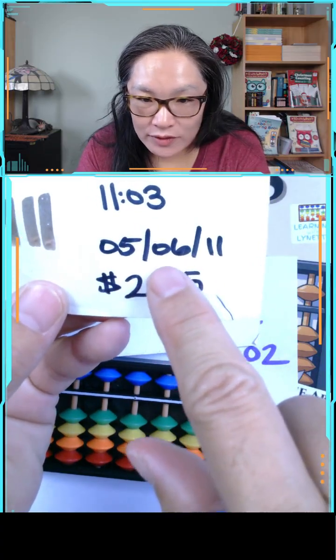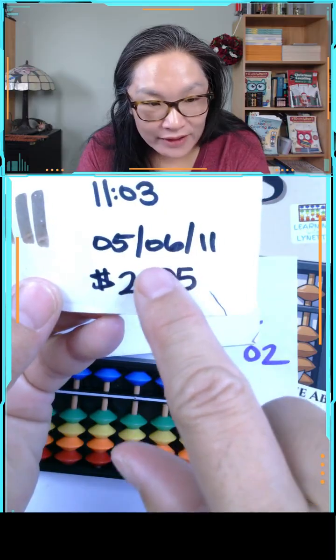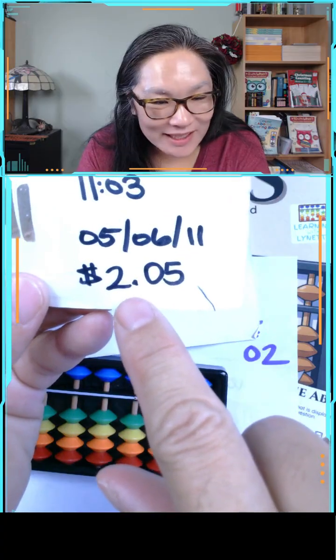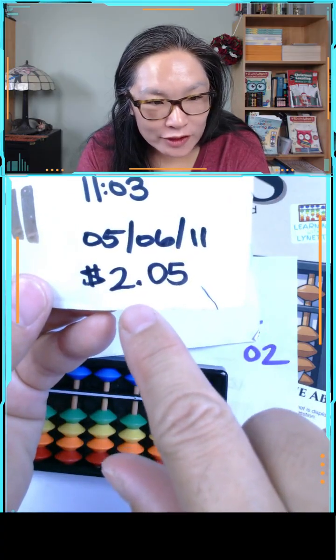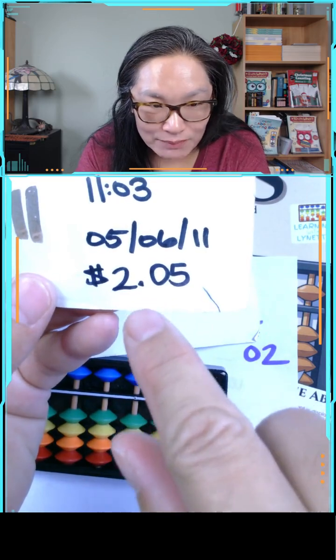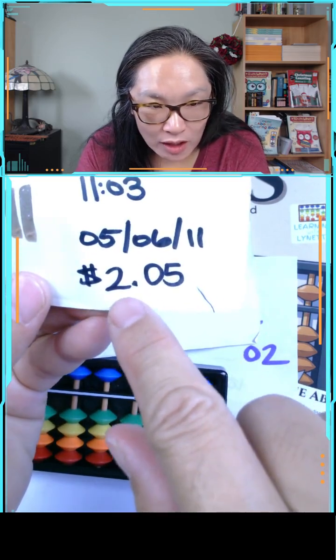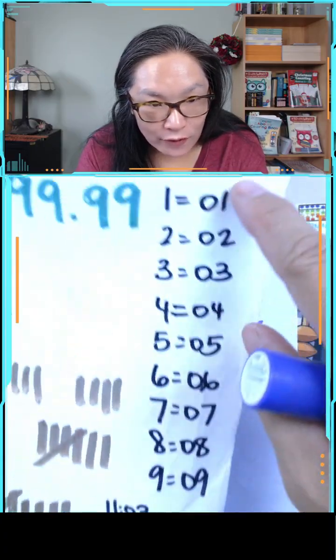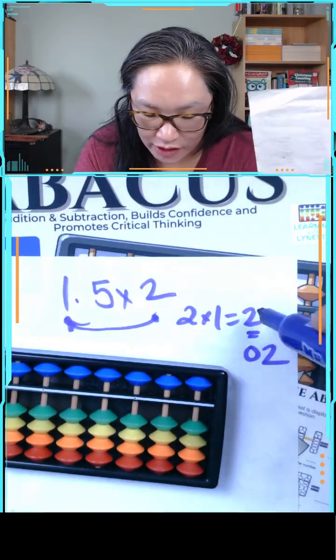So the 0 is not a foreign concept to have it in the front. We also do it in money. For those of you that are interested in money, we also do it in money when we say $2.05. So having a 0 in the front is not a foreign concept. We're just making our single digit a double digit.